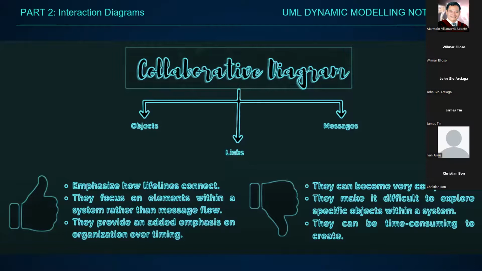And what are the benefits of using a collaboration diagram? It emphasizes how lines connect. They focus on elements within a system rather than message flow. They provide an added emphasis on organization over timing. However, they can become complex. They make it difficult to explore specific objects within a system, and they can be time consuming to create.